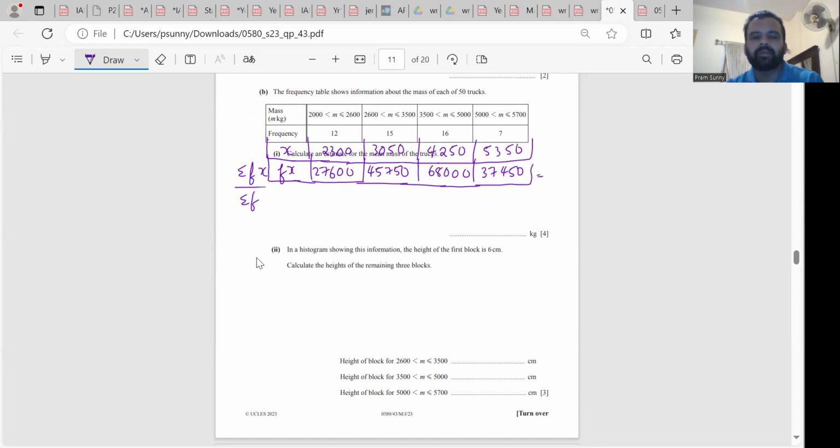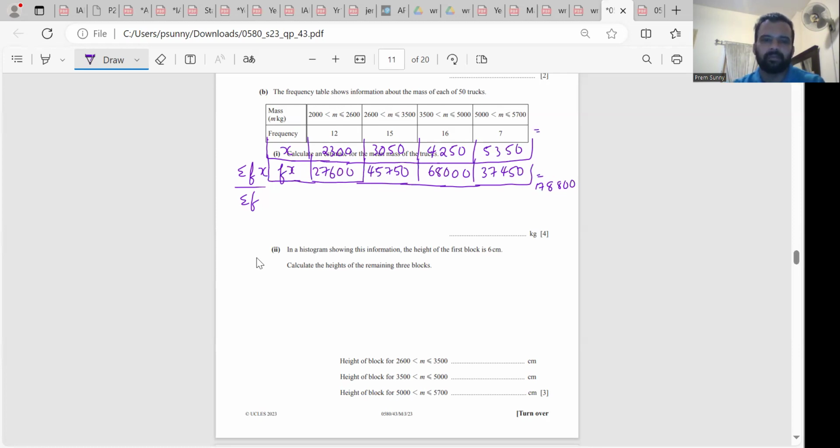So when we add all the values of fx, that is 27,600 plus 45,750 plus 68,000 plus 37,450, will give me 178,800. And now sigma f means you add all the frequencies.